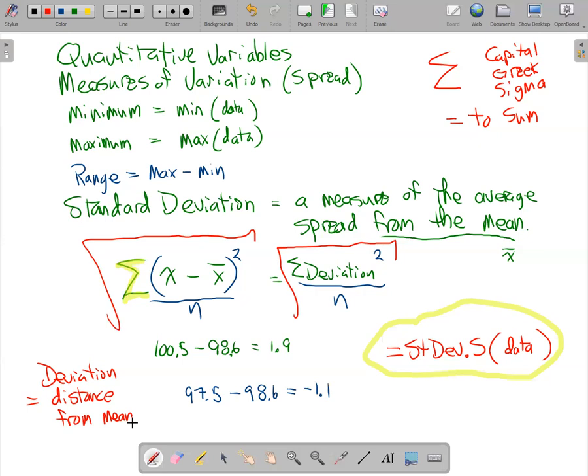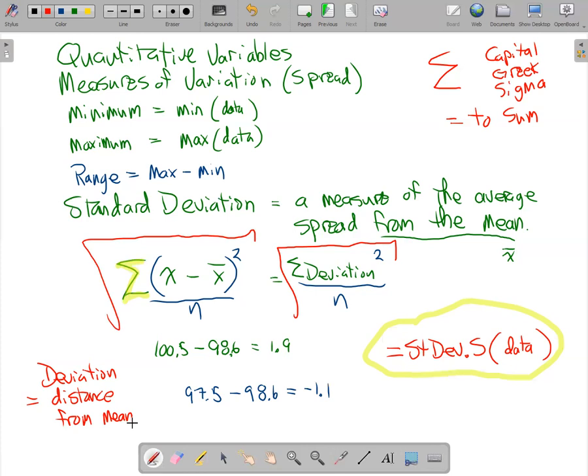And it's not just average spread, it's average spread from the mean. So you can't talk about standard deviation without talking about the mean too. They have to go together. Now on a spreadsheet, can you find standard deviation without finding the mean first? Yeah, the spreadsheet's going to do all of that for you.